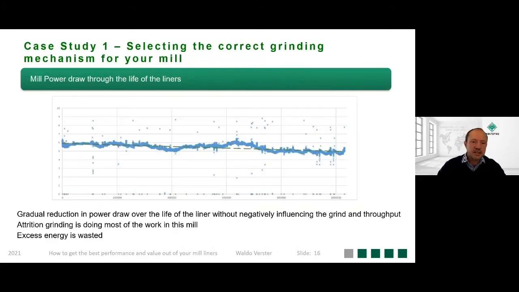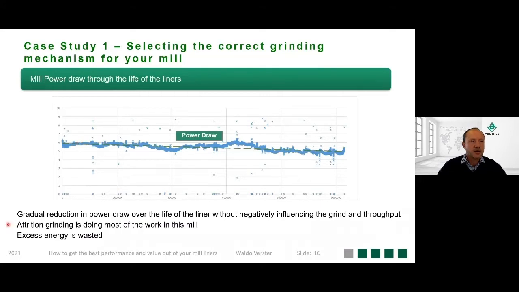For this specific case, let's look at the power draw throughout the life of this set of liners. And it's clear from the SCADA data of the mill, there's a slight reduction of motor input power throughout the life of the liner. And immediately you would say, but maybe there was a reduction in throughput or there was an influence on the grind. This was without negatively influencing the throughput or the grind inside the mill. There was even a small increase in throughput throughout liner life.